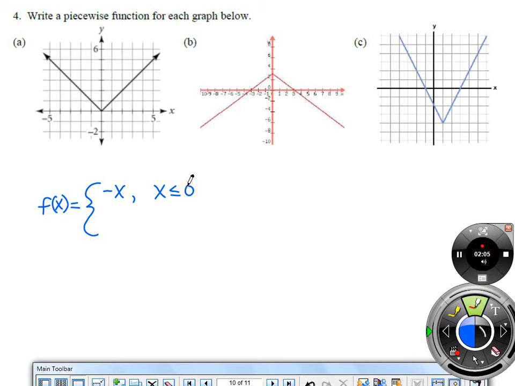All right. What would be the equation of the second branch that we see up here, the one that is to the right of the y-axis? Good, it would just be x, because it has a +1 slope and a y-intercept of 0. And what would be the domain restrictions on that portion of the graph? Good, x is greater than 0. Any questions on the function that we wrote for that first graph up there? All right, so let's talk about part B.